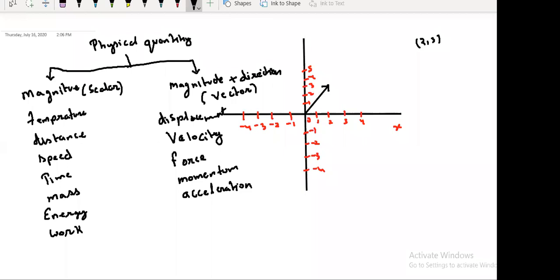No, no, friction is a force, right? So force is a vector. Every kind of force is a vector. So see, this is your displacement, so this is called the displacement vector. Or specifically, this vector represents the position, so it is your position vector.